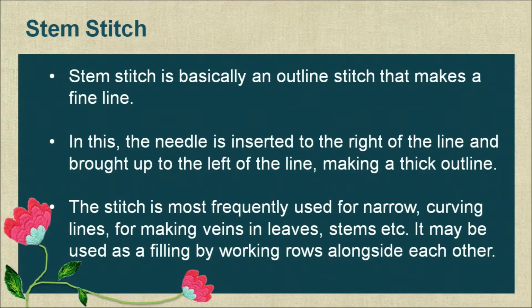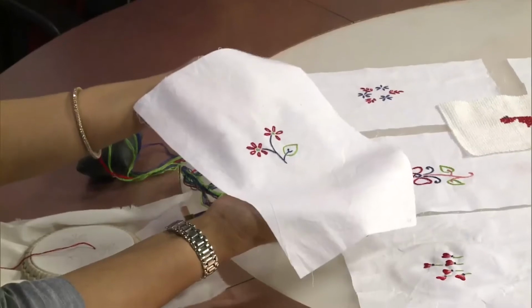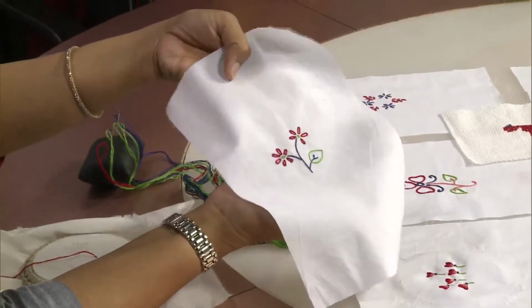Stem stitch is basically an outline stitch that makes a fine line. In this, the needle is inserted to the right of the line and brought up to the left of the line, making a thick outline. The stitch is most frequently used for narrow, curving lines, for making veins in leaves, stems, etc. It may be used as a filling by working rows alongside each other. You can see one of the samples here. Sarika, this is how the sample of stem stitch looks.